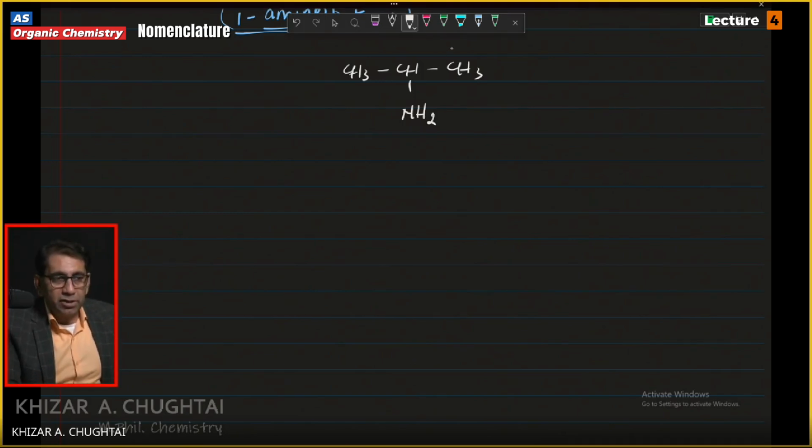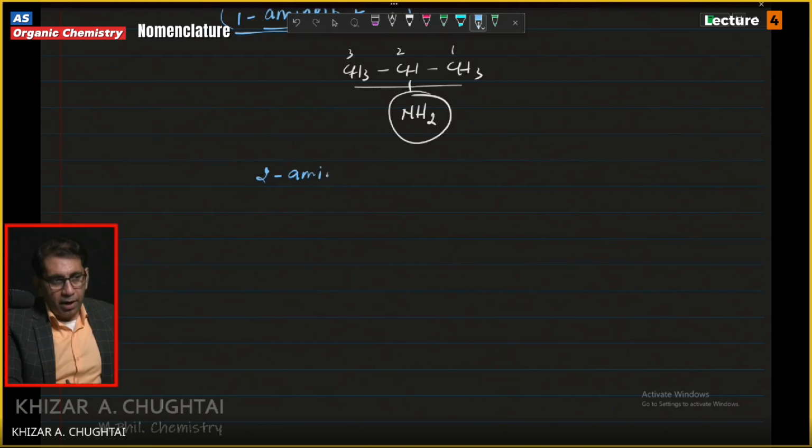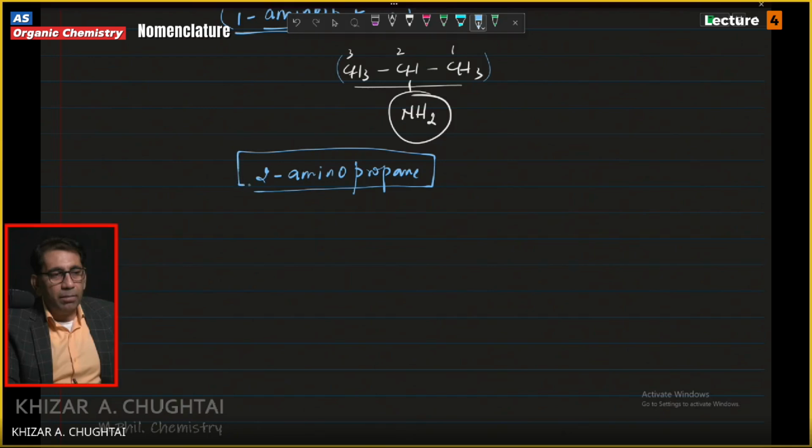Numbering will start from either end, carbon number one, carbon number two, carbon number three, and now it's time to write the name. It's a branch, so what is the position of the branch? It's 2, dash, amino. If I write the amine functional group as a branch, yes, we can. So the name will be 2-amino. How many carbons are there in the longest chain? 3 carbons, meaning prop. All carbons are single bonds. 2-aminopropane is the name of this compound.